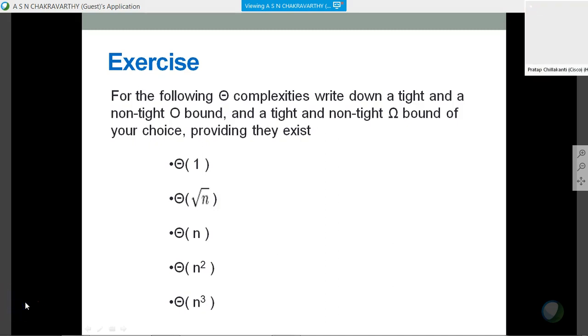Write down for this exercise. We'll not do it right now because I want to continue with the lecture. There's an exercise saying where we have these theta complexities. Write down a tight and a non-tight O bound, and a tight and non-tight omega bound of your choice, provided they exist. I made a typo there. If you go to the next slide, you'll actually see the solution.